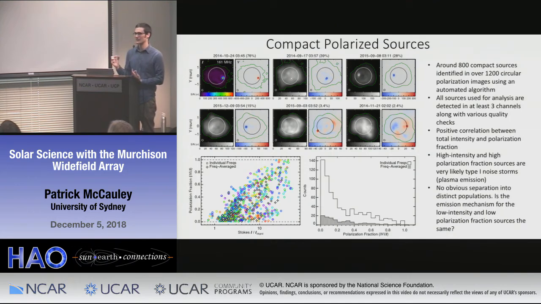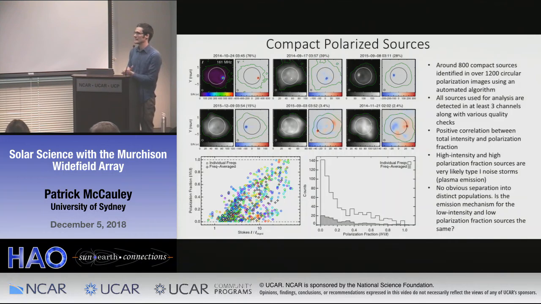And the highest intensity, highest polarization fraction sources are almost certainly type 1 bursts, or noise storms, which is the first example of radio bursts that I described at the beginning. They have high polarization fractions because they're caused by this plasma emission process, which has a very high polarization rate. And in this plot, we don't see any separation between these high polarization, high intensity sources and the lower polarization, lower intensity sources, which were not detectable with previous generations of imaging instruments.